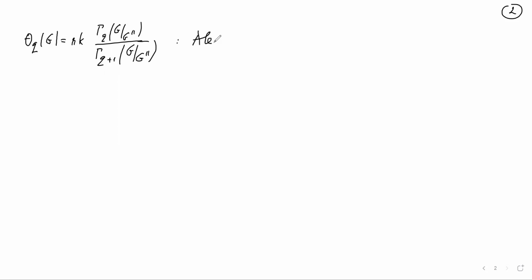Right, and so these invariants, of course, have been introduced by Chen. So maybe I start here copying what it is again. So this is theta q of G. So this is the rank of gamma q of G over G double prime divided by gamma q plus 1 of G over G double prime. So why are they so much better behaved? Well, because of the connection with Alexander invariants.